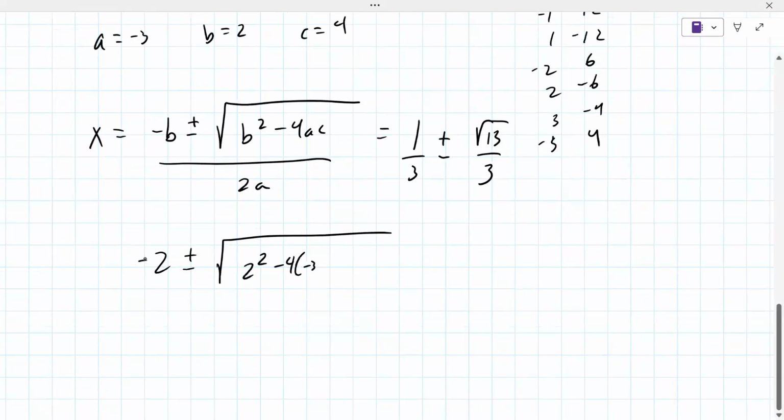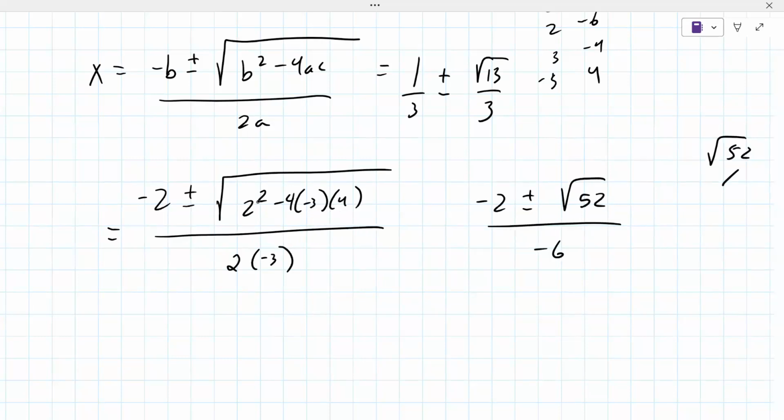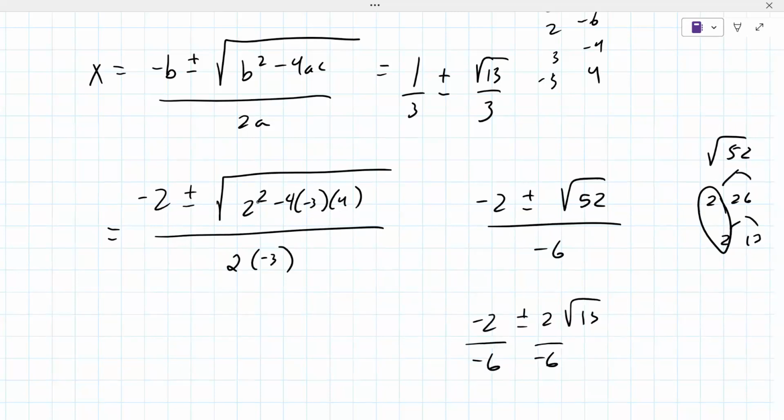2 squared minus 4 times -3 times 4. You do know what it is, just haven't done it in a while. The biggest issue is inside here. This ends up being 48, and then that's 4. So it's -2 plus or minus the square root of 52 over -6. The square root of 52 reduces to 2 times 13, so you can pop a 2 out: -2 plus or minus 2 square root of 13. You divide each by -6.